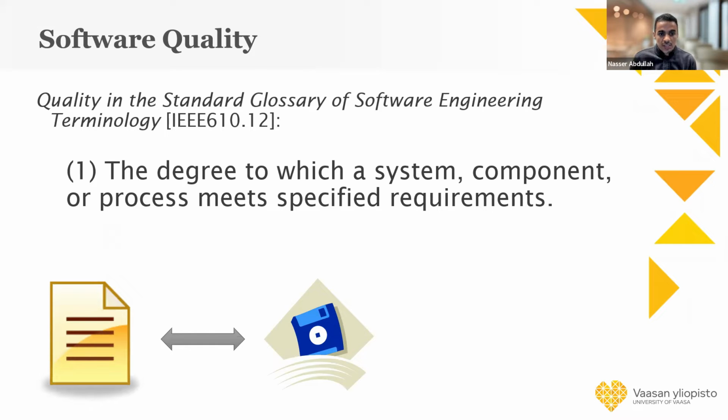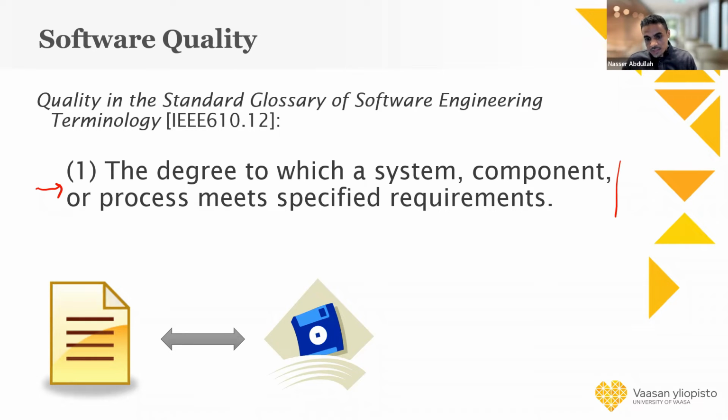The software quality here is the degree to which the system, components, or process meet the specified requirements or system requirements. So in the first part of this definition, we can say the software quality is to meet the system requirements. This is the first part of software quality.